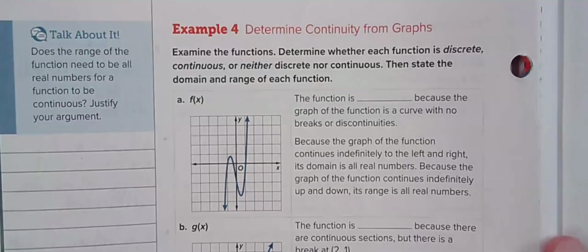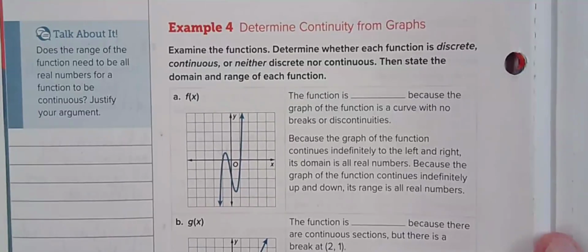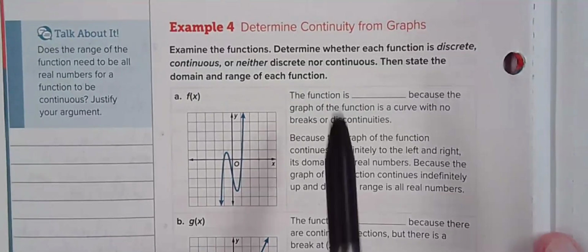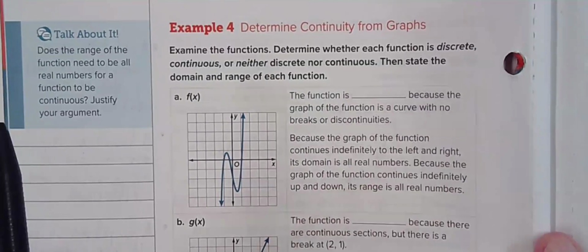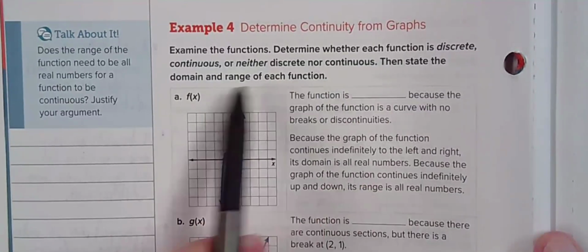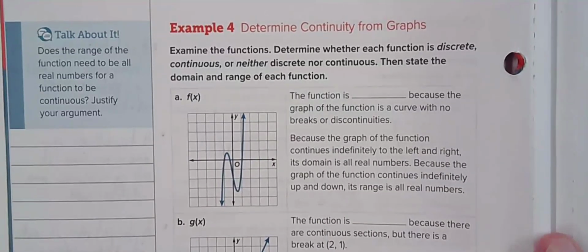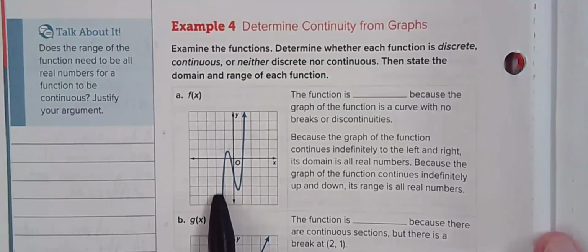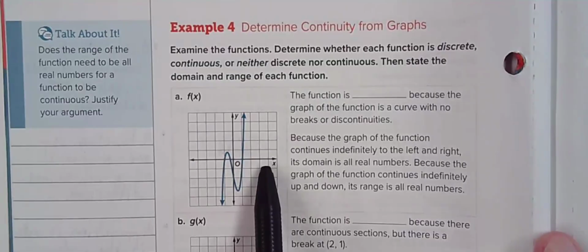They're going to be determining continuity from graphs. Examine the functions. Determine whether each function is discrete, continuous, or neither discrete nor continuous. Then state the domain and the range of the function. So for the first one, is this an unbroken curve all the way through? Are there any holes in it? There's no holes.